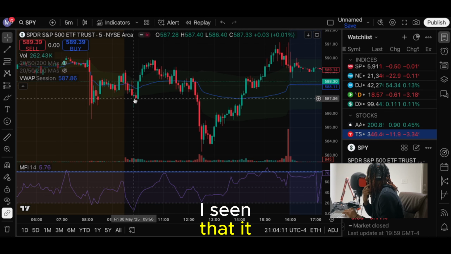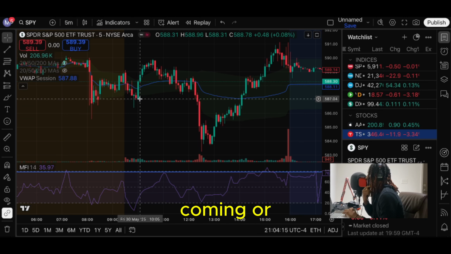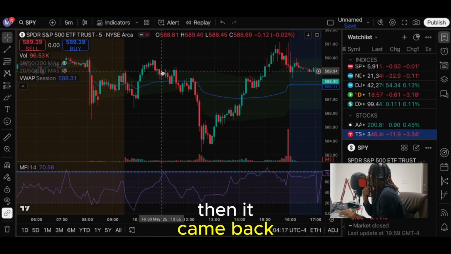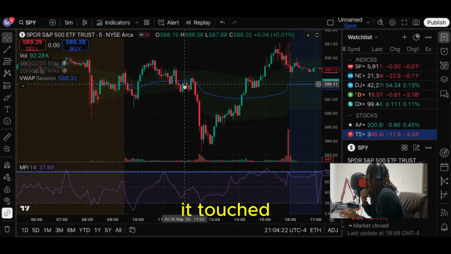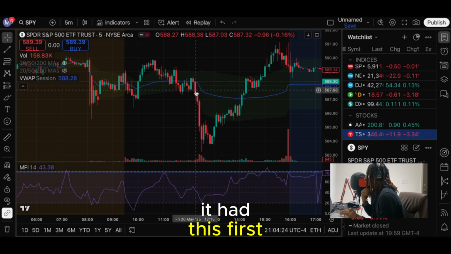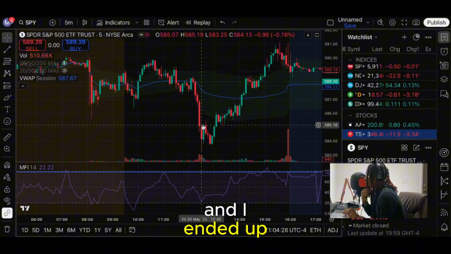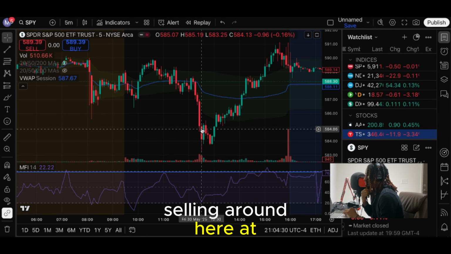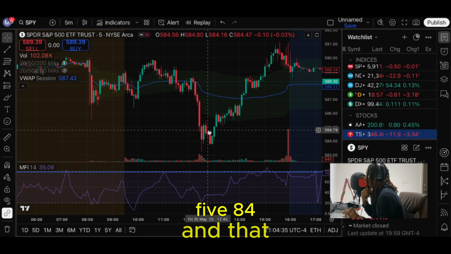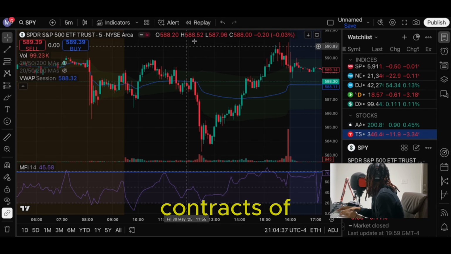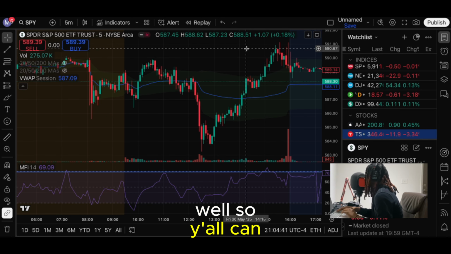I seen that it broke, and that was my first indication that it could be a hard sell-off coming, or it continued to be bearish. Then it came back. I waited. Then I seen it stay under this VWAP. It touched it a few times, and then it had this first drop, and then I got in right here, and I ended up selling around here at 584. So 586 and 584. And I'm gonna show y'all the price movement on the contracts as well, so y'all can see.